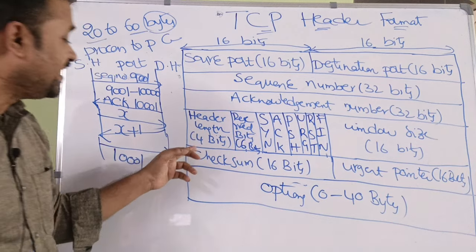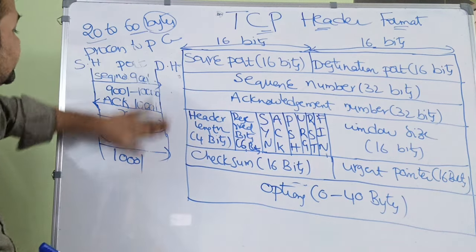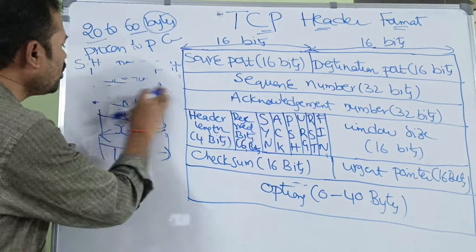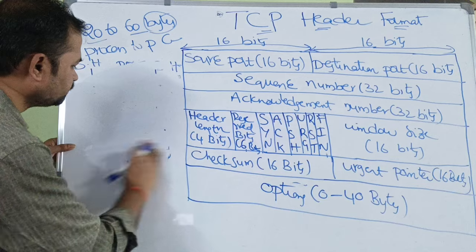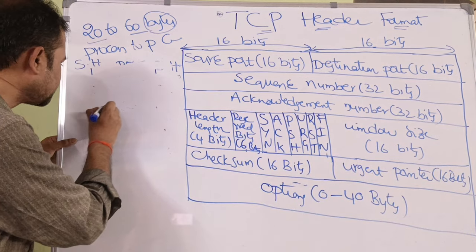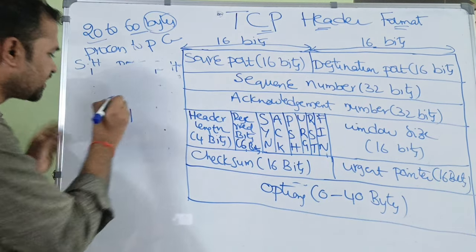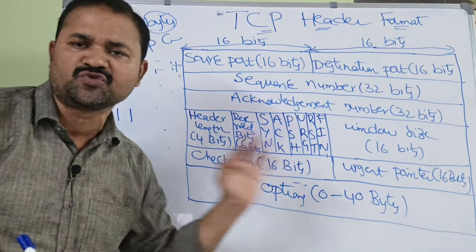Next one is header length. The size of the header length is 4 bits. So 4 bits means, let we have 4 ones here. So what is the decimal number for 4 ones?